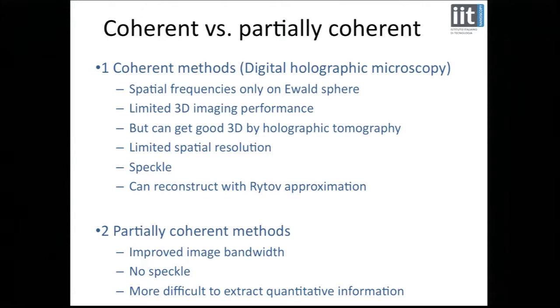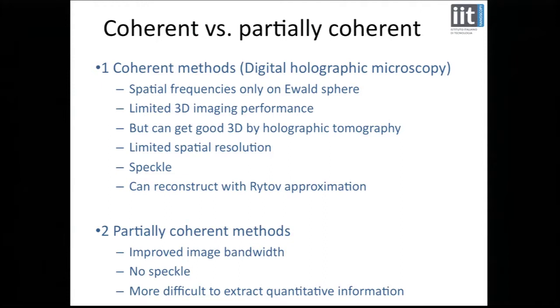So the coherent methods do have some disadvantages, and they also have some advantages. For example, digital holographic microscopy is a coherent method, so you don't get the improvement in resolution that you can get in an ordinary microscope by using oblique illumination. That is the advantage of these partially coherent methods. You avoid speckle as well. But the question is how to get the information out and make sense of it.